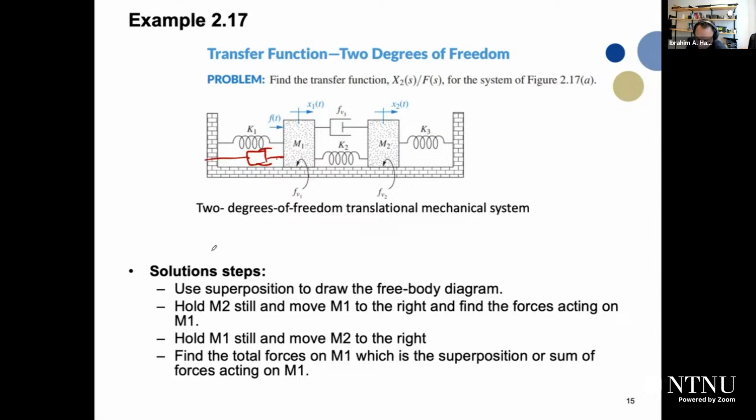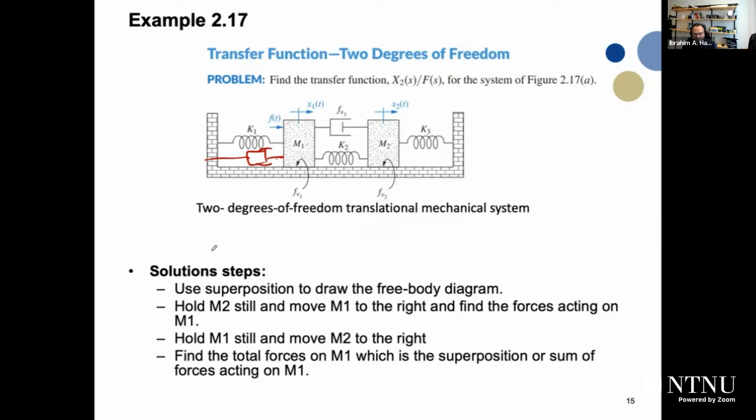Okay, so now we need to solve this complex problem. So the solution, in fact, we need to use something called superposition to draw the free body diagram. We will draw the free body diagram, but we will do a trick. We will use something called superposition.